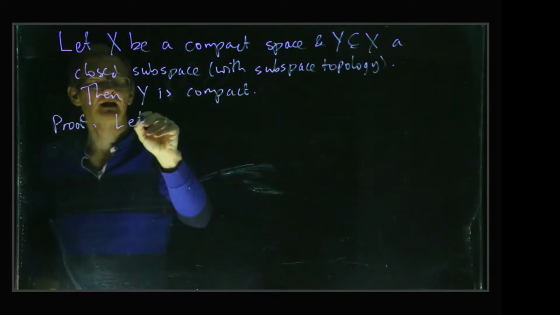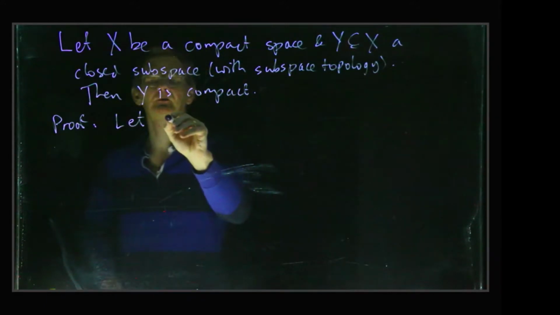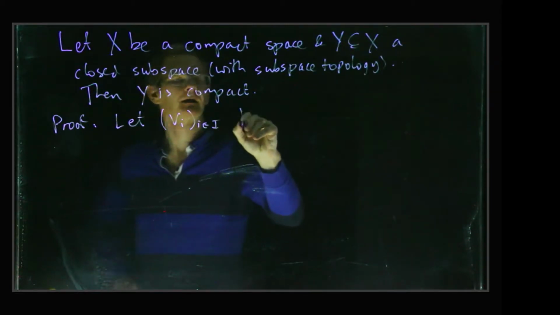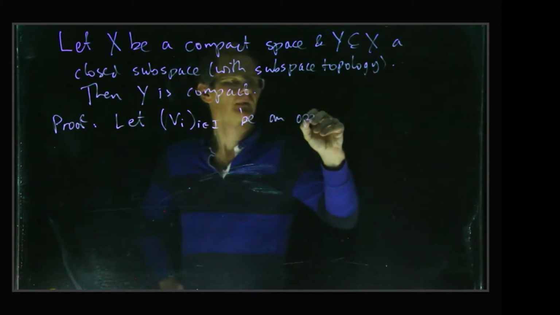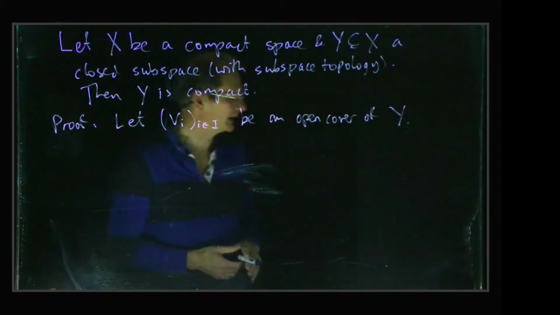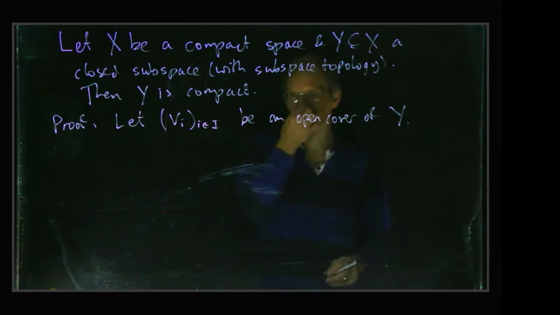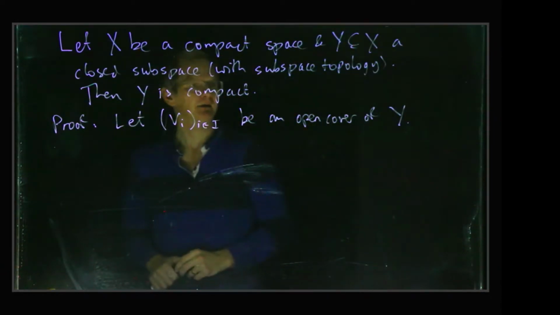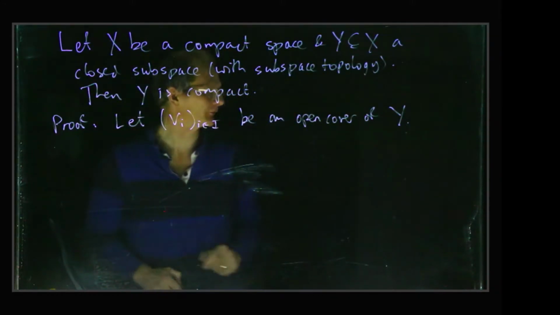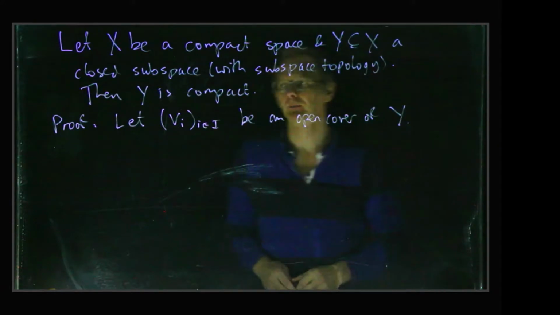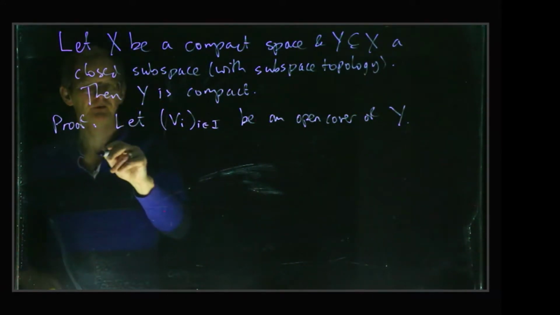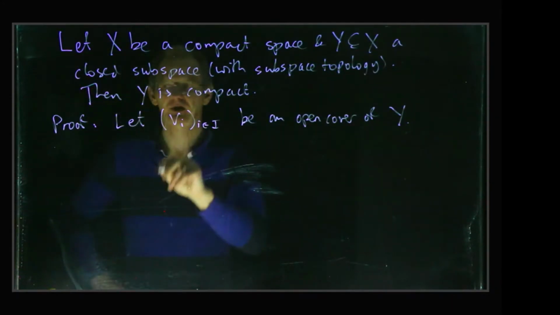Any proof of compactness basically has to start like this. We have to say: let V_i, i in I, be an open cover of Y. And somehow we have to come up with a finite subcover. The only way we can do that is by relating it to the assumption that X is compact. So somehow we have to come up with an open cover of X and take a finite subcover of that. First thing to say is to remember what it means to say that these V_i are open.